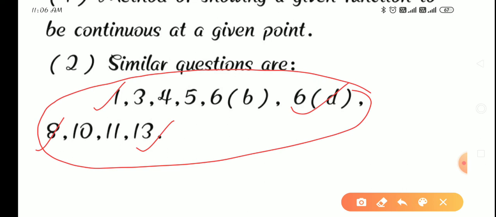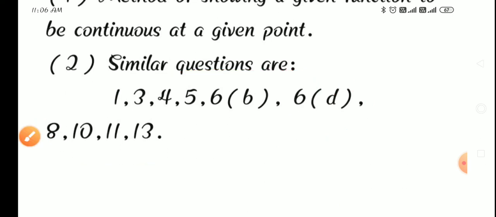So I hope you have understood all the things. If you have any doubt, you can ask. The remaining questions of the second type or third type I will explain in the next video. So for today you do these questions.